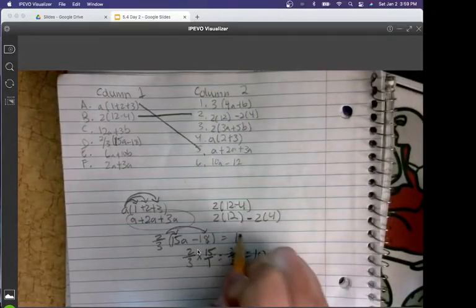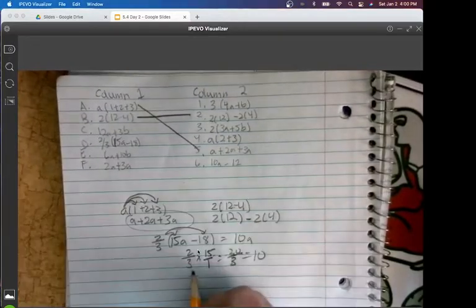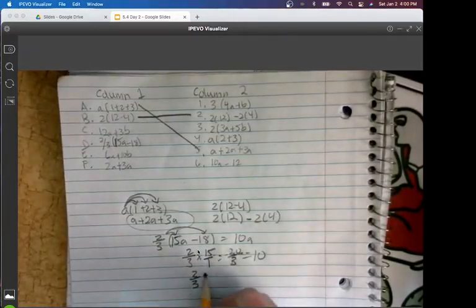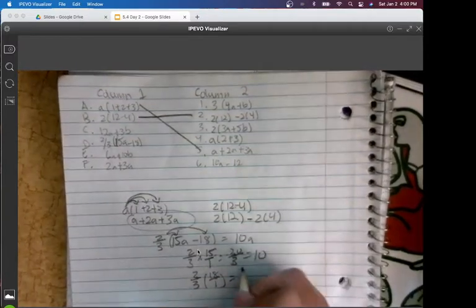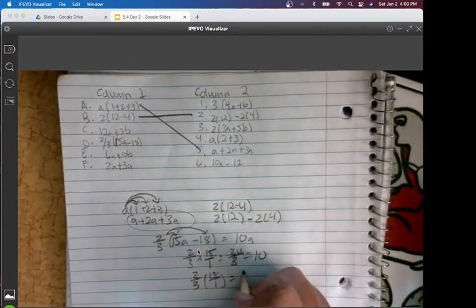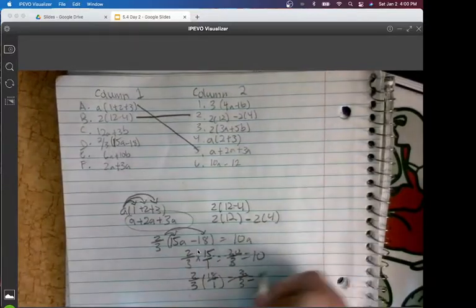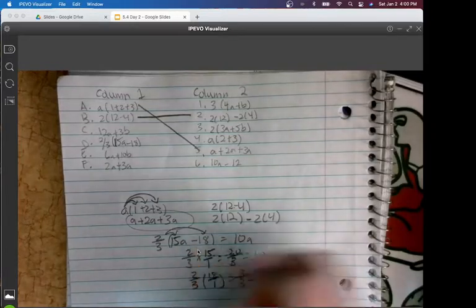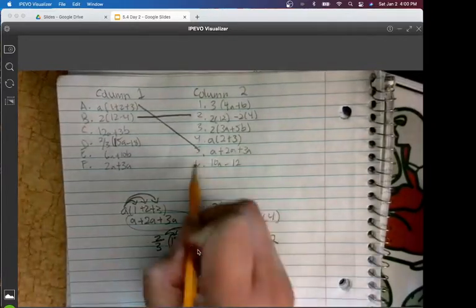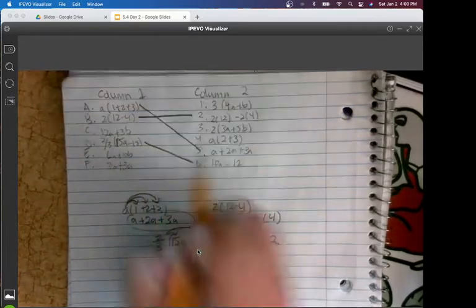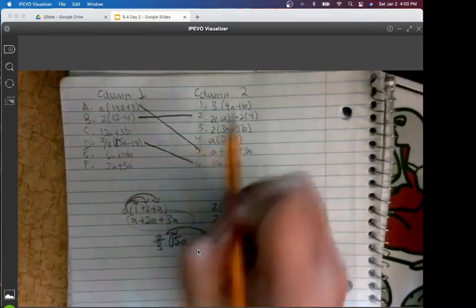So this is 10a, and then 2/3 times 18 over 1 is 36 over 3, which is 12. So 10a minus 12, which is this one. And we'll skip these two and we'll go to this side.